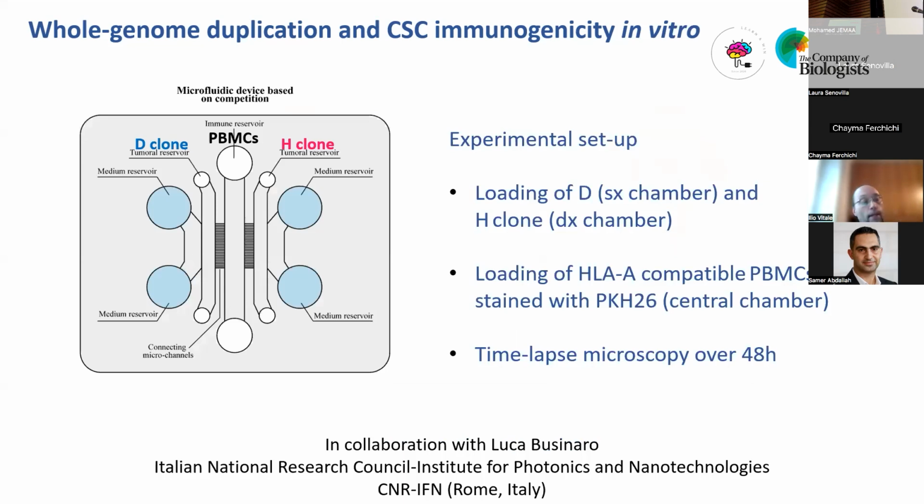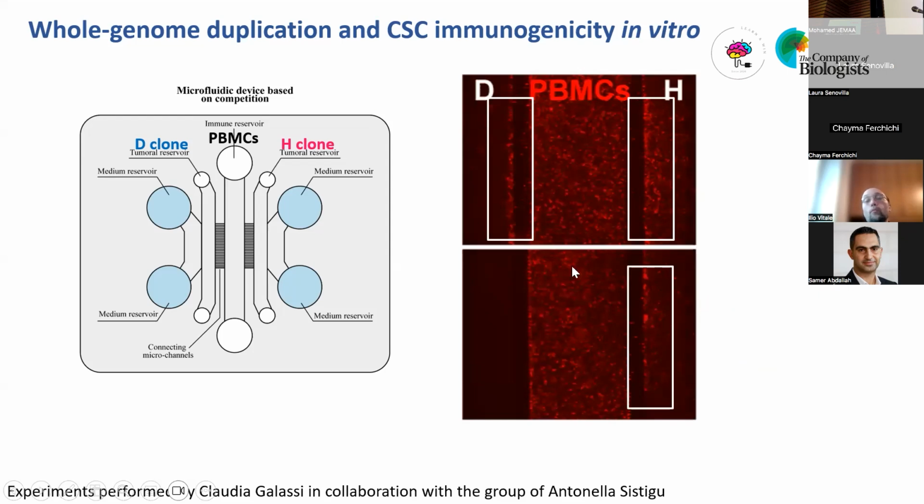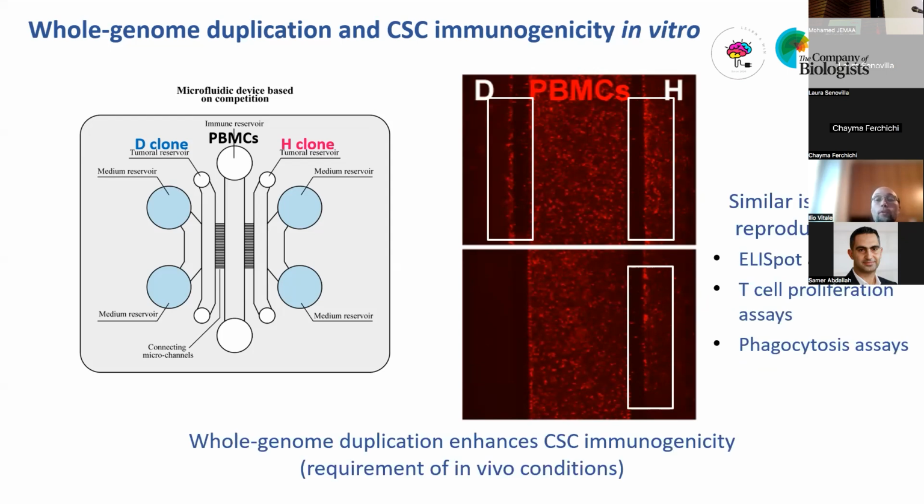We confirm this data also in vitro. This is a microfluidic device called that competition. In this case, the immune cells are pristine and loaded in the central chamber. The external chambers are loaded with diploid and hyperploid clones, and we follow the movement of immune cells. As you can see, most of the time, but not always, they go towards hyperploid clones, which means these clones are more immunogenic. We have some difficulties in reproducibility, which means that we really need in vivo conditions to fully appreciate the enhancement of cancer stem cell immunogenicity.